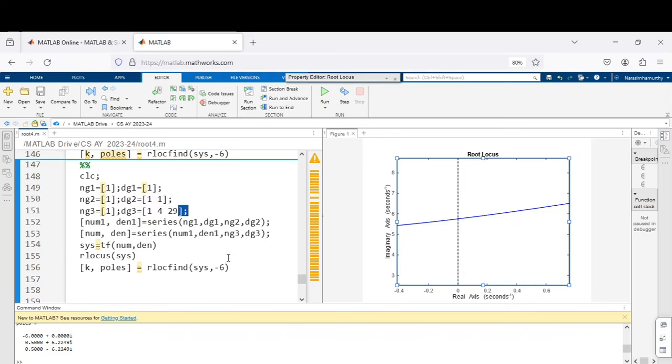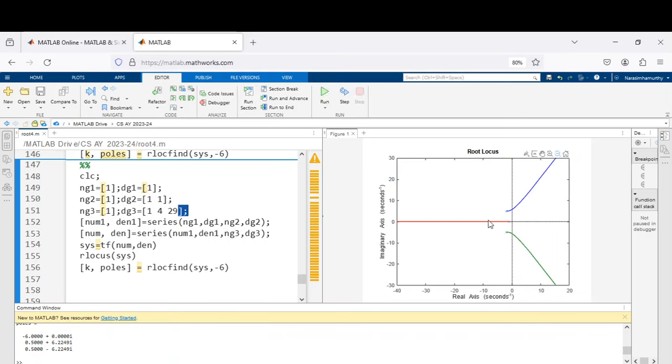And this is how you are able to verify the problem that we have solved on paper using the MATLAB code. So let us move on to one more. Let me just take this.